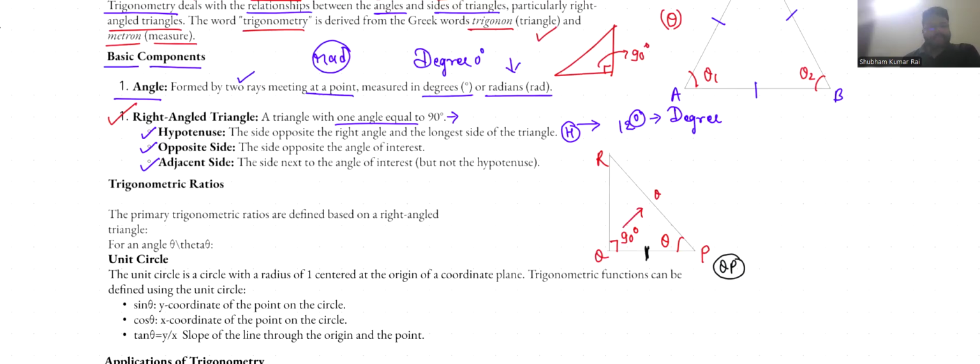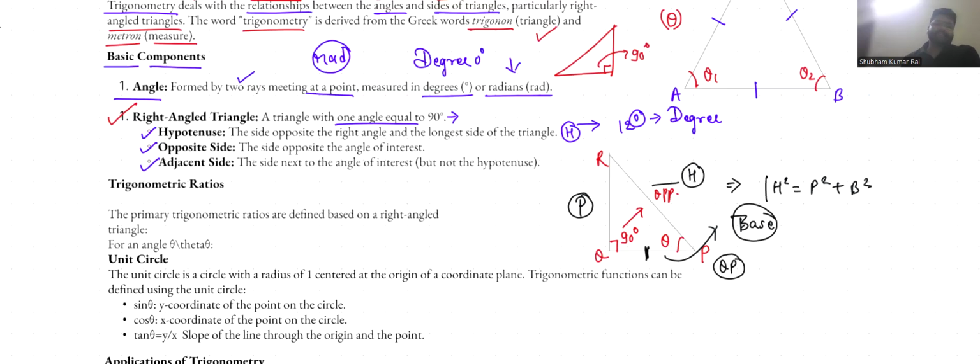Right? So we have understood that if we are just talking about the opposite side, it is said to be the hypotenuse, where this is said to be the perpendicular, and the basement part, or this is said to be the base, right? So as we know by Pythagoras theorem, hypotenuse square is equal to perpendicular square plus base square. This is the Pythagoras theorem that we have learned in our previous classes, right?